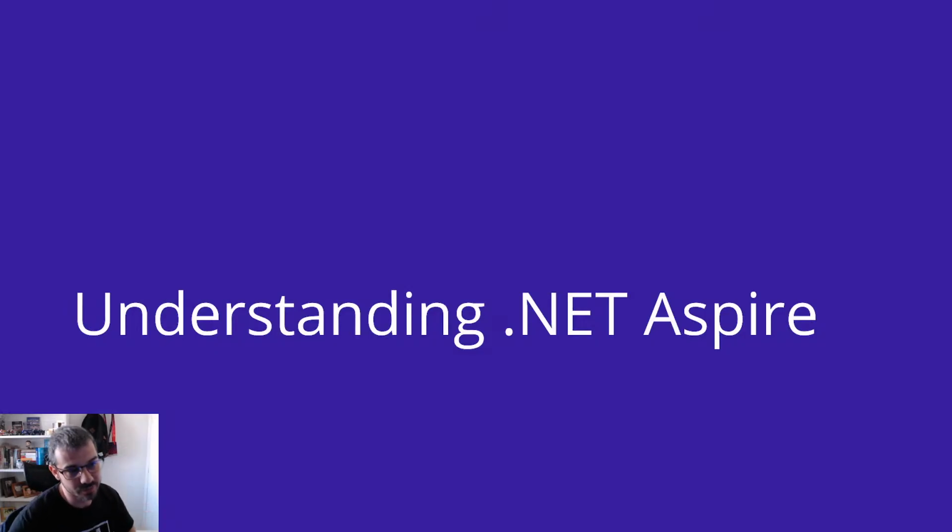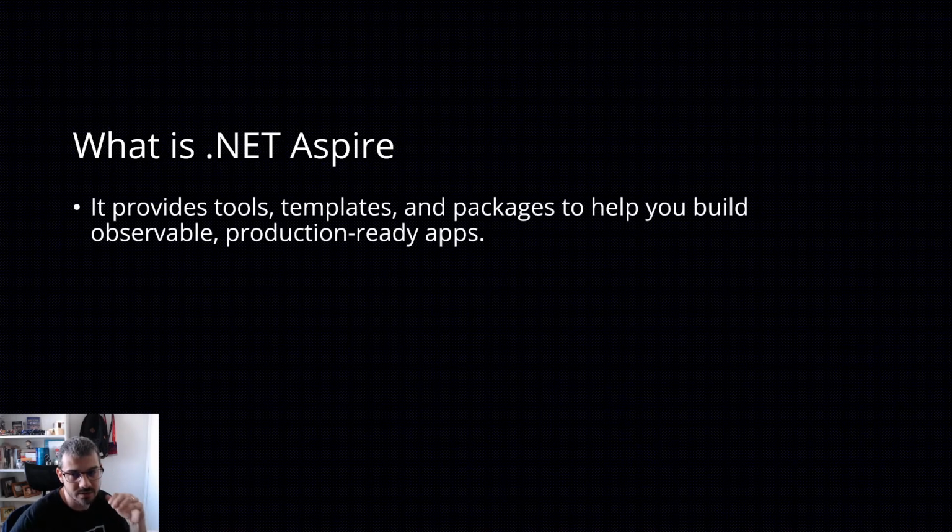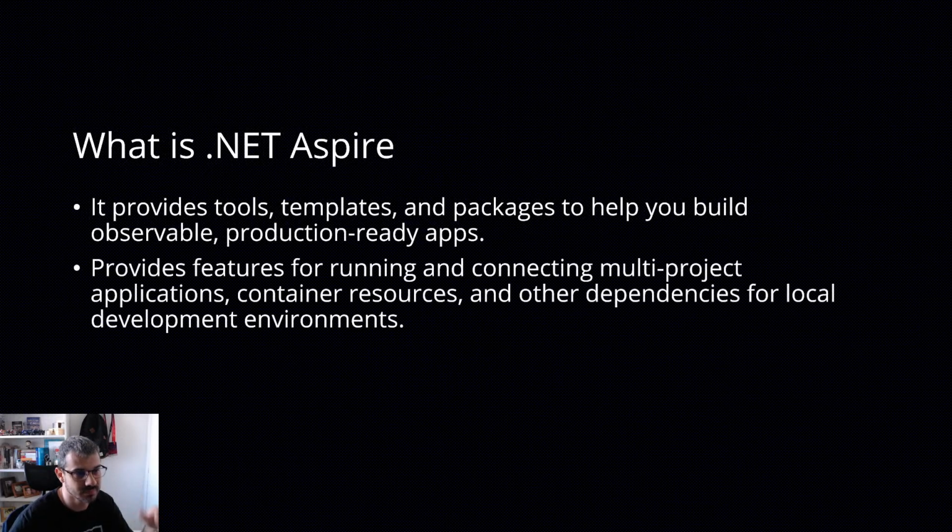So let's first understand, for those who haven't worked with it yet, or don't even know what it is, let's first talk about what .NET Aspire is. We will briefly explain what it is, what problem it tries to solve, and its main features. So what is Aspire? Let's first see, very summarized, what the Microsoft documentation says about it. It provides tools, templates, and packages to help you build observable, production-ready apps. It provides features for running and connecting multi-project applications, container resources, and other dependencies for local development environments.